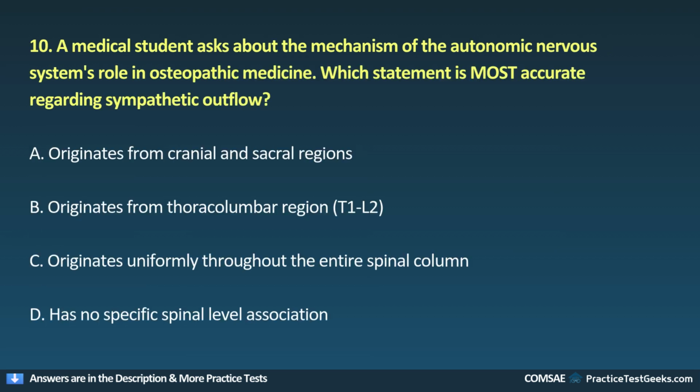10. A medical student asks about the mechanism of the autonomic nervous system's role in osteopathic medicine. Which statement is most accurate regarding sympathetic outflow? A. Originates from cranial and sacral regions. B. Originates from thoracolumbar region T1, L2. C. Originates uniformly throughout the entire spinal column. D. Has no specific spinal level association.